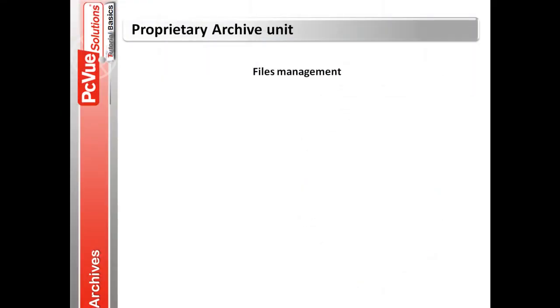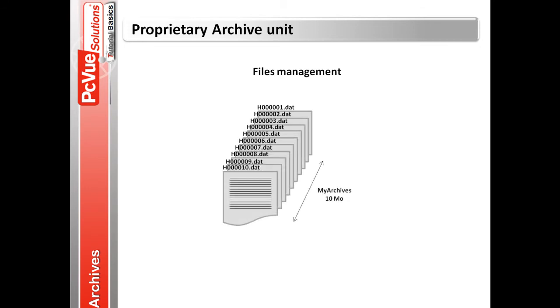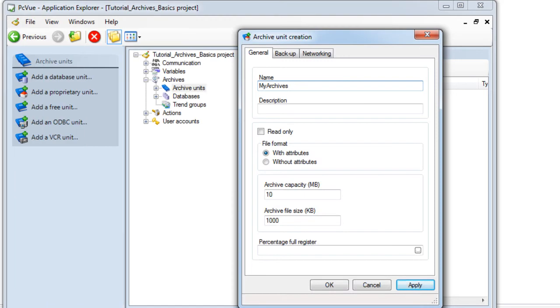To record the data, PcVue first creates a file in the archive unit folder and writes the data to it. When the file reaches the maximum size defined for a file, a second file is created and filled, and so on. When the folder size defined is reached, PcVue discards the oldest file and creates the next one in the sequence. For this project, we will define 1 megabyte for the archive unit and 10 kilobytes for the file. These values are not realistic and are used only for the tutorial demonstration.